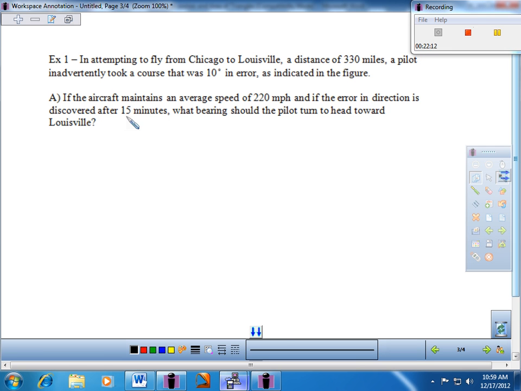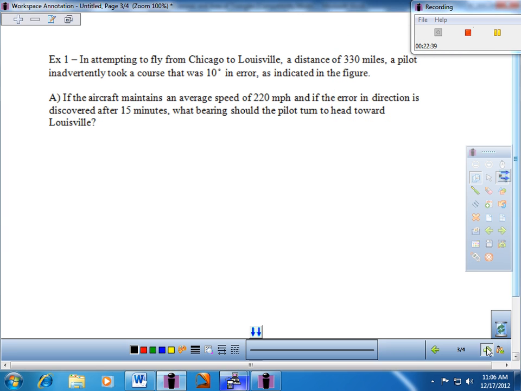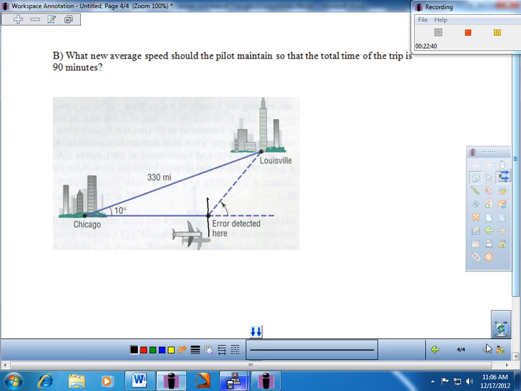So why don't we do this, everyone, just kind of thinking about getting that distance. How far did this pilot travel before realizing the error? So 220 miles per hour and went for a quarter hour. So let's just divide that by 4. Okay. So according to my calculation, everybody, it looks like the pilot went 55 miles. So that, everybody, is what you're going to put in right here. I think that is a necessary piece.